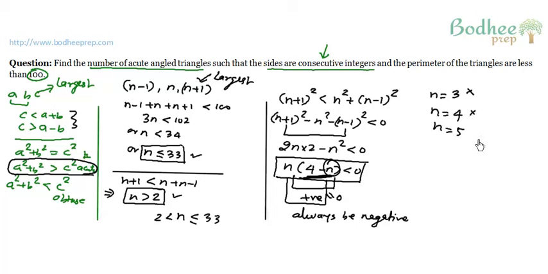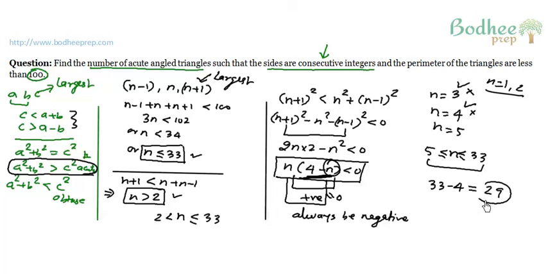So we found that for all values of n greater than or equal to 5 and less than or equal to 33, the given triangles will always be acute angle triangles. So the number of triangles found will be 33 minus 4. I am taking 4 here because I am discarding this value, and n equal to 1 and 2. So the number of required acute triangles is 29.